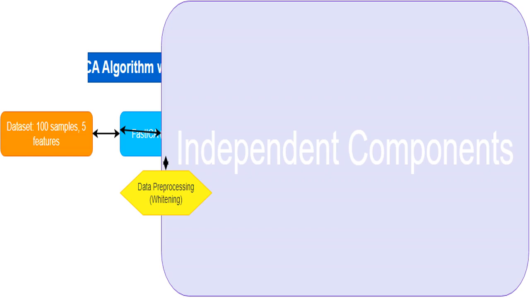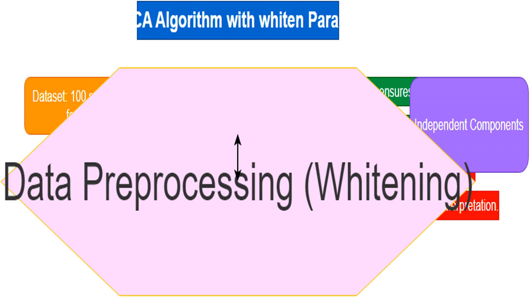These are the outputs of the FastICA algorithm. They represent the underlying statistically independent sources that were mixed together in the original data. Whitening is a data preprocessing technique. It's like preparing your ingredients before you start cooking. In this case, it centers the data around 0 mean and scales each feature to have unit variance.